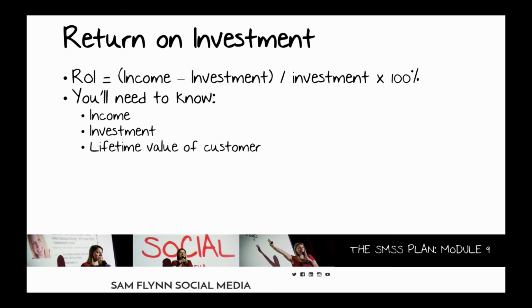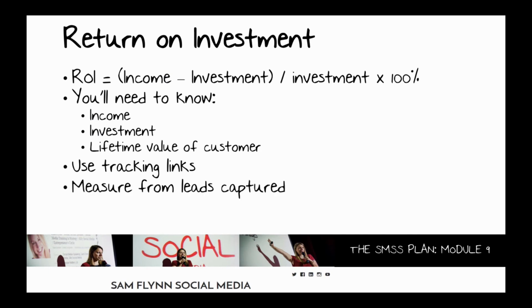So you've got two options there. You've got the lifetime return on investment and the instant return on investment. Tracking links help a lot with this. So on Google, you can set up Google tracking links that link with your Google Analytics, that you can use for specific campaigns. So if you're running, let's say, an offer campaign, then you will know that it is when people have clicked on that particular link around that campaign on social media that they've come through to your website.